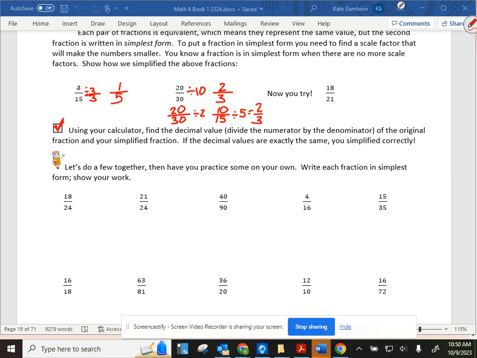So now you try. 18 over 21, what is the simplest form going to be? Get out your whiteboard and write it. If you don't have your whiteboard, you just have to do it on your paper and you don't get to show me.